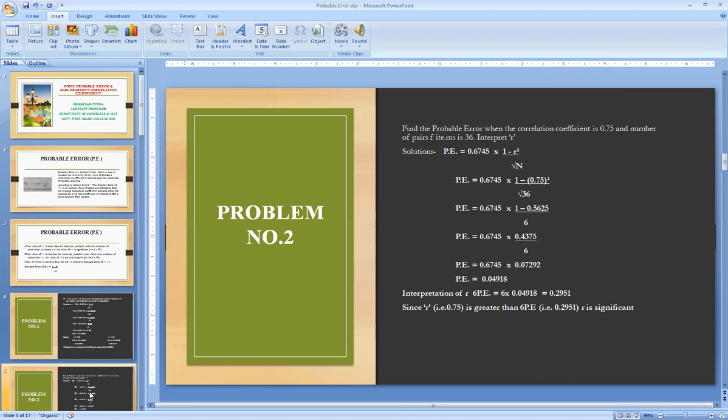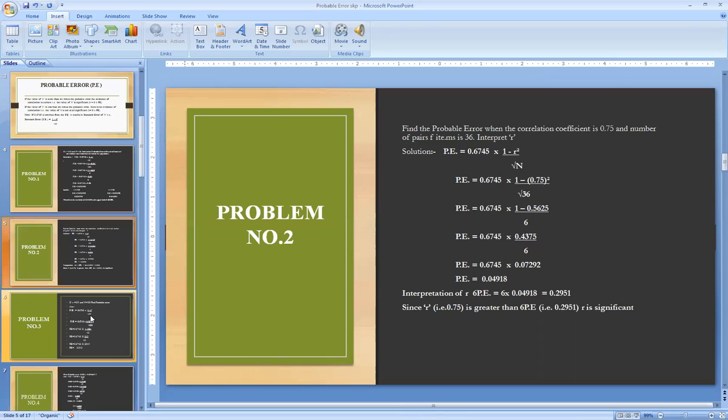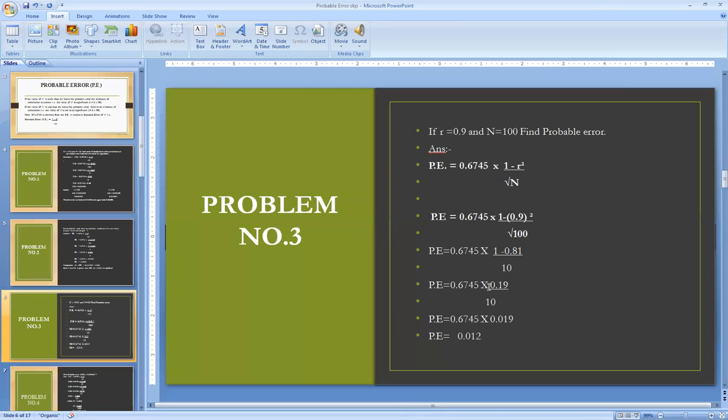Let us go for the next question, that is problem 3. Sometimes they are going to ask for 2 marks also, for 6 marks also. When they ask for 14 marks, along with the correlation, we should go for calculating the probable error. See the third question here: R value equals 0.9 and N equals 100, find probable error. This much will be given for 2 marks. PE equals 0.6745 into (1 minus R squared) by root n. This is the formula.